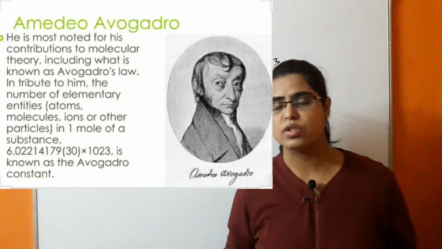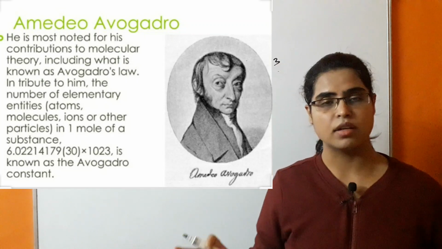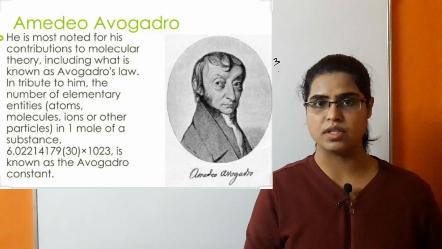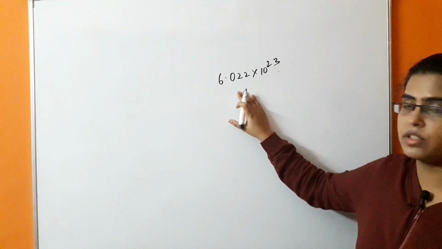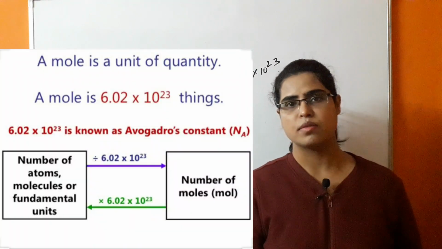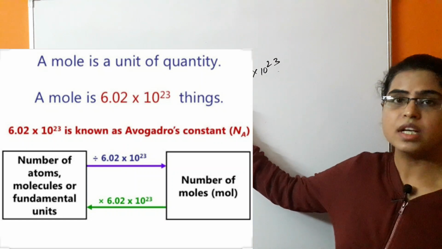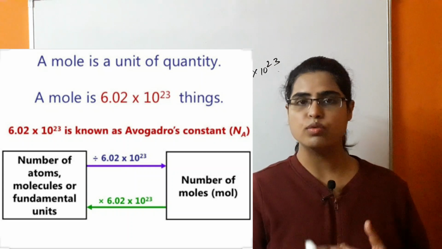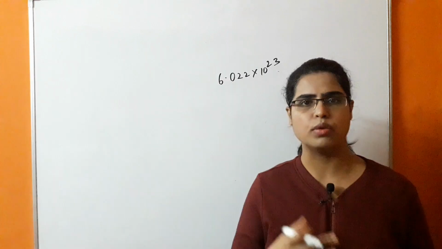So how is Avogadro's number defined? It is the number which is present in 1 gram atom of a particular element or 1 gram molecule of a particular substance, and it has the value 6.022 into 10 to the power 23. It means an amount of a substance consisting of a number equivalent to Avogadro's number. This quantity is known as mole. So mole is used as a quantity for calculation of electrons, protons, molecules, atoms.